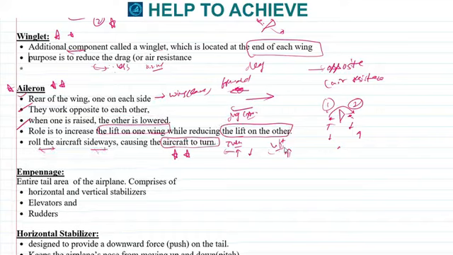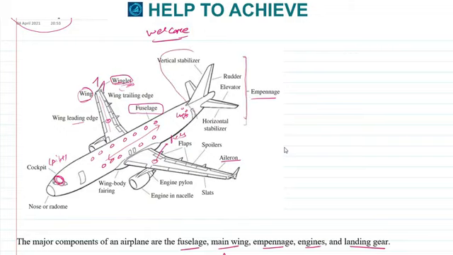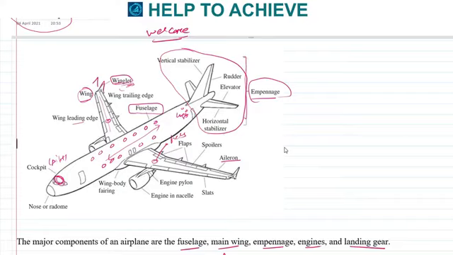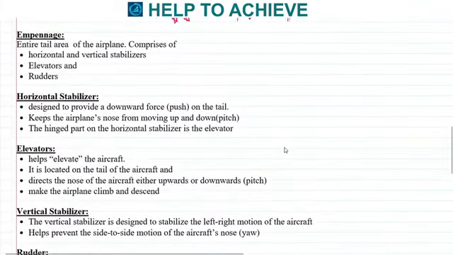Next is, so this is the wing area we have discussed. So next is our empennage. These three, that is the vertical stabilizer, the horizontal stabilizer, and the rest, so this entire tail of the aircraft is nothing but the empennage. So the entire tail area of the aeroplane is nothing but the empennage.